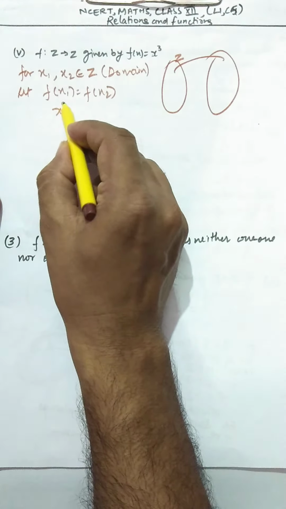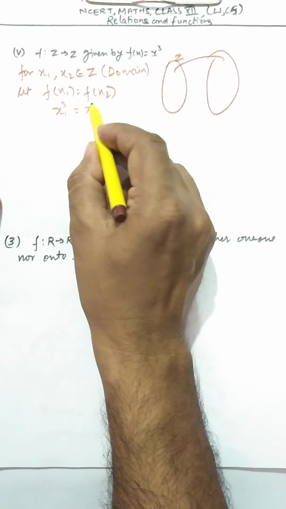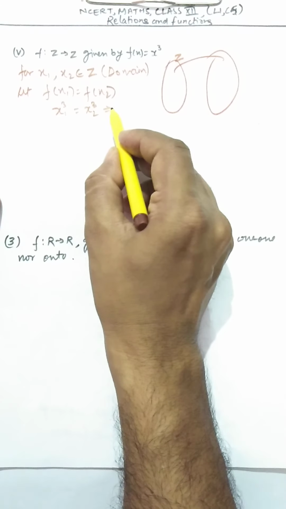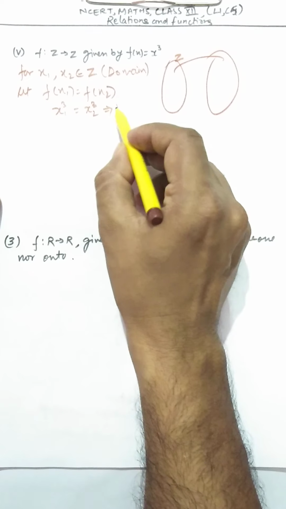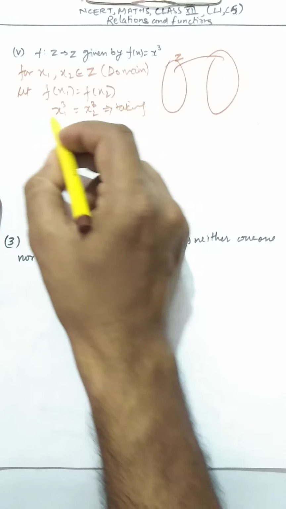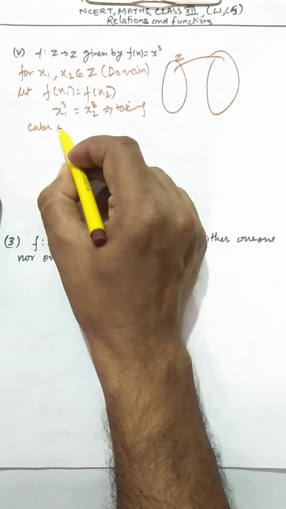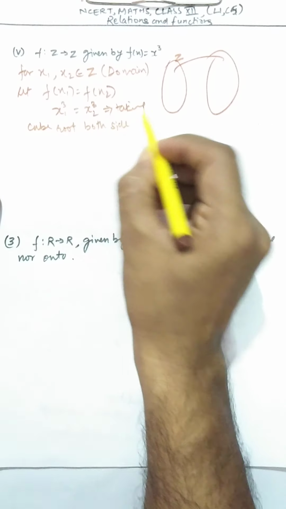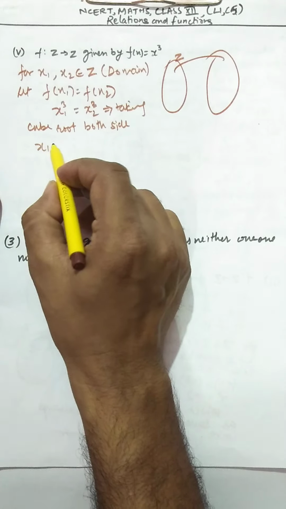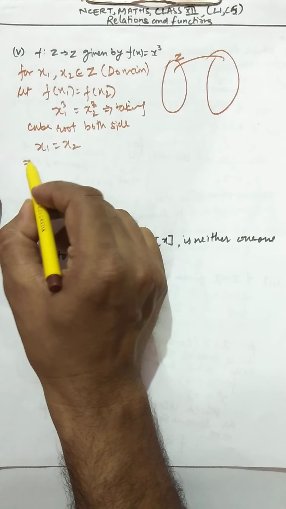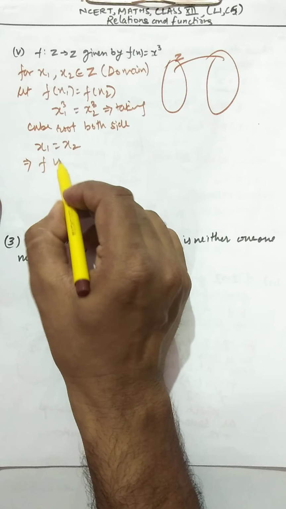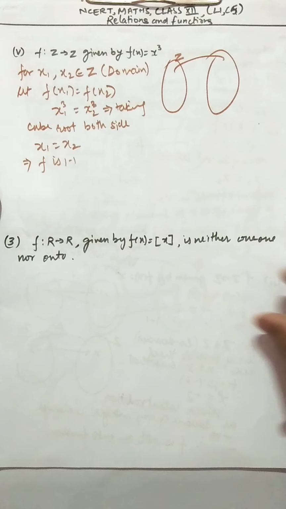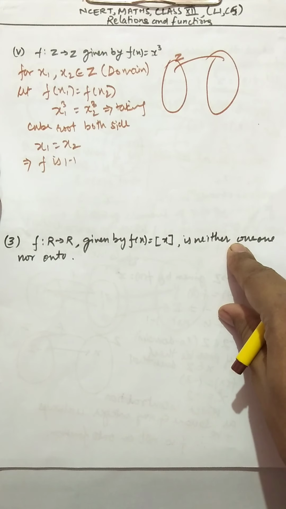From here we get x1 cube equals x2 cube, and if you take the cube root on both sides, then we'll get x1 is equal to x2. Here it implies that f is one-one. So next we'll check whether it is onto or not.